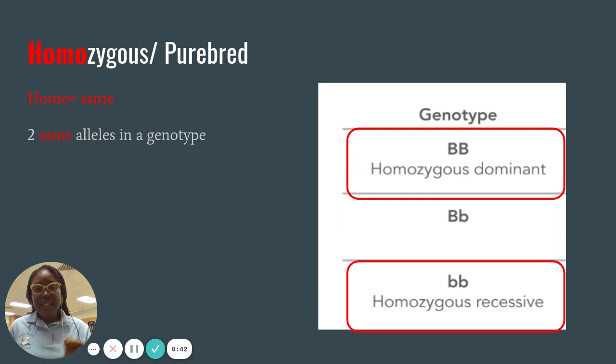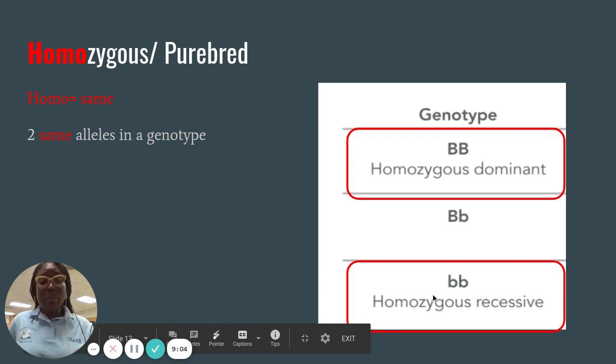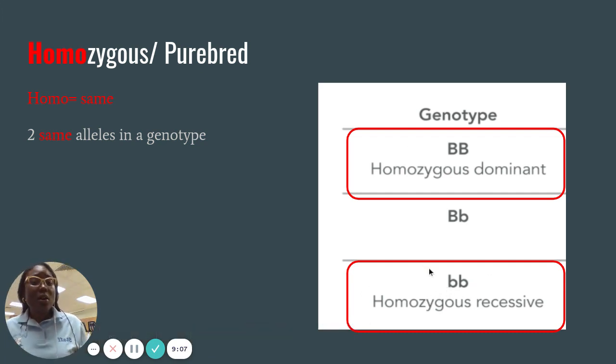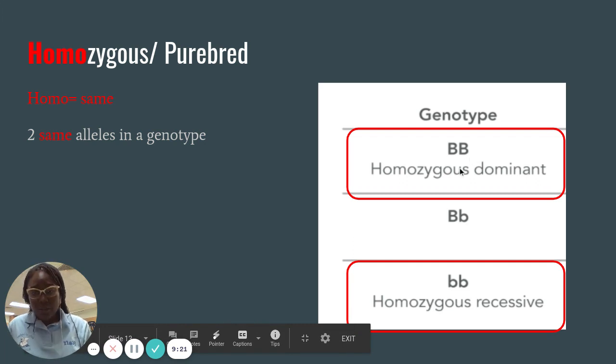Next, homozygous is the same thing as a purebred. When someone's homosexual, they like the same sex. So homo means same. Homozygous or purebred means two of the same alleles. If both are dominant, this is homozygous dominant. This one is homozygous, but they are all lowercase, so they are homozygous recessive. Homo means same, so make those letters the same. If it's homozygous dominant, they're both the same, and dominant is capital, so they'll both be capital letters.